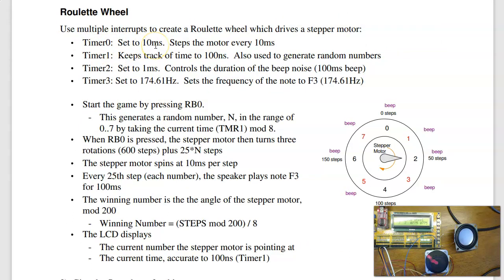Timer 0 steps every 10 milliseconds, and if I haven't reached the final step, this guy right here, go 1 step. Timer 1 just keeps track of time to 100 nanoseconds. Timer 2 is set up for 1 millisecond. When timer 2 is turned on, it'll beep. And the frequency of the beep is set by timer 3.